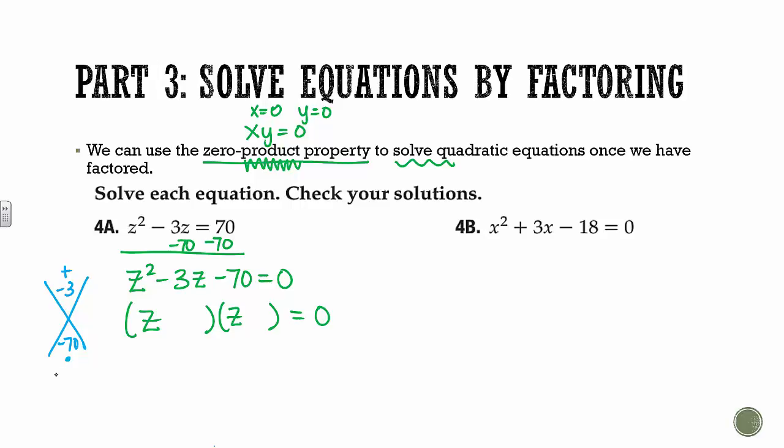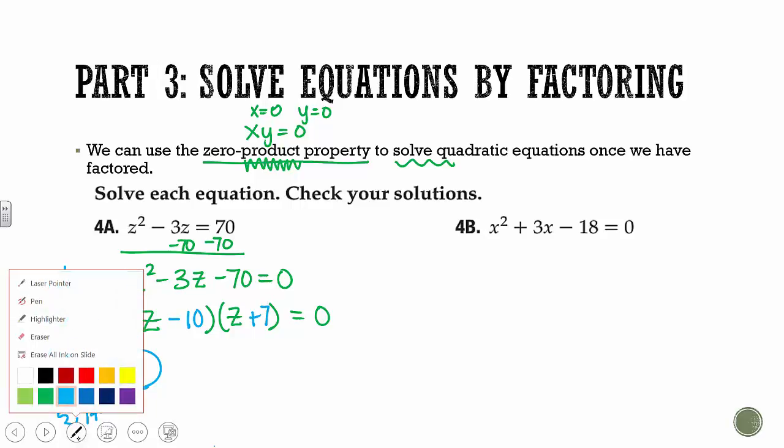So let's go through. We have 1 and 70. That doesn't work. 2 and 35. Well, that doesn't work. 5 goes into 70 14 times. That doesn't work. And 10 and 7 multiply to make 70. Those are the ones we're going to use. Now, in order to make it add to negative 3, I've got to have the negative 10 here. So we get this.